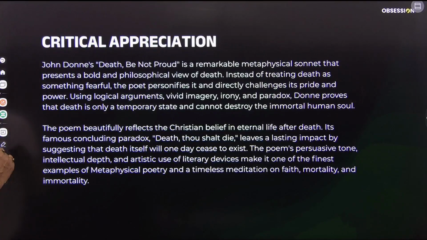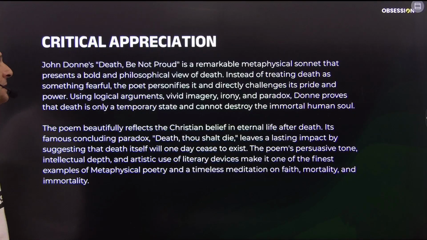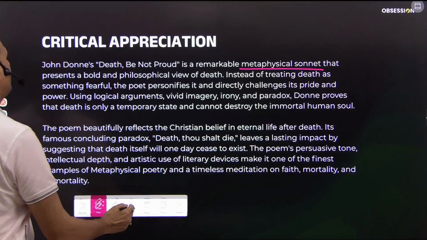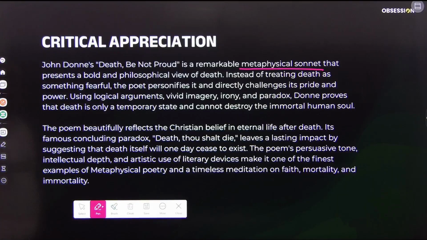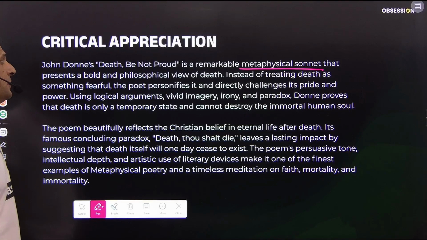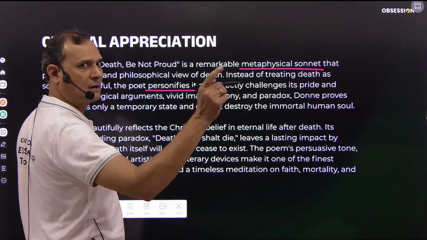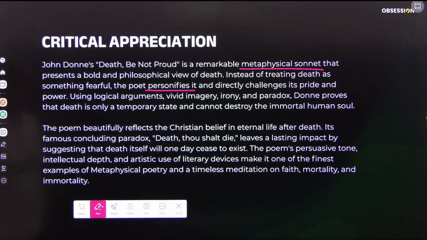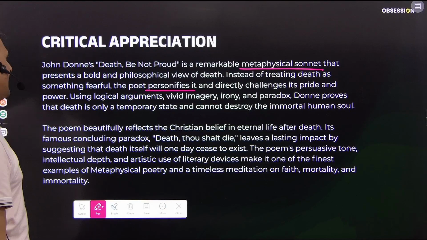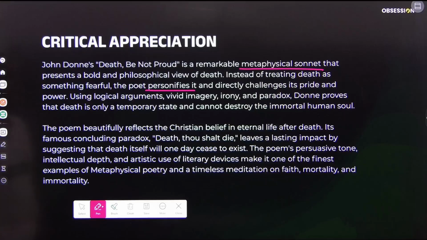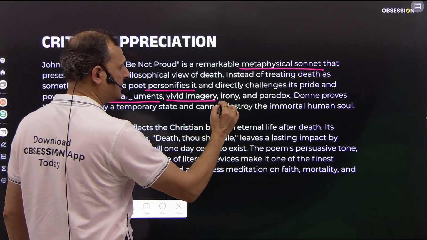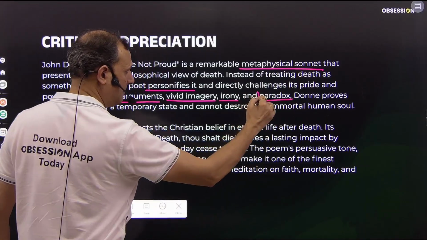Donne's Death Be Not Proud is a remarkable metaphysical sonnet, 14 lines if you remember, that presents a bold and philosophical view of death. Instead of treating death as something fearful, the poet personifies it. वो सीधे बात कर रहा है, death, be not proud. It personifies it and directly challenges its pride and power using logical arguments, vivid imagery. क्या क्या use किया? Logical arguments, vivid imagery, irony and paradox.